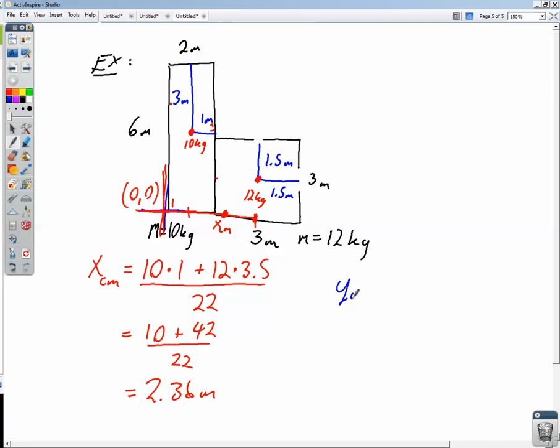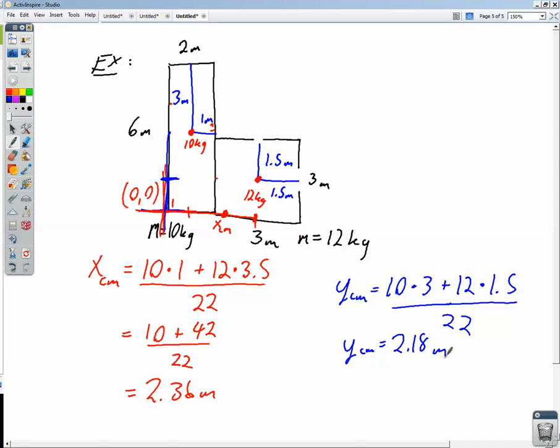Let's do the y center of mass as well. The y center of mass is going to equal the total mass of the rectangle, which is 10, times the y coordinate of his center of mass, which is he's up 3. So 10 times 3, plus the mass of the square, which is 12, times the y coordinate. He's only up 1.5. And we'll divide by the total mass as well, 22. Calculator work. I get y center of mass is equal to 2.18.